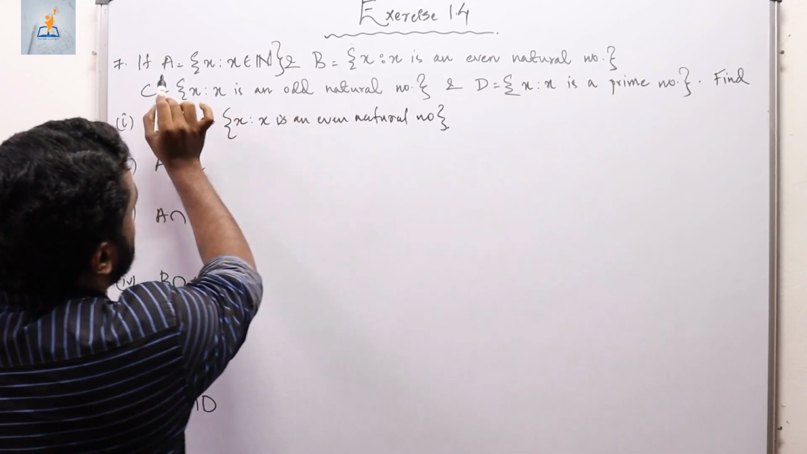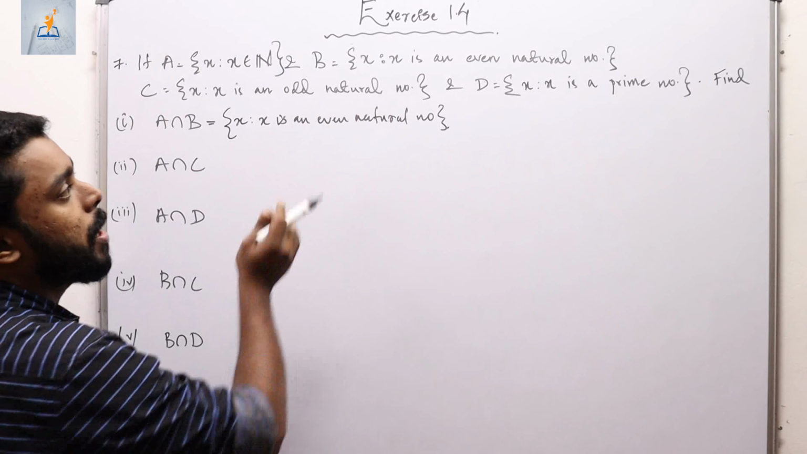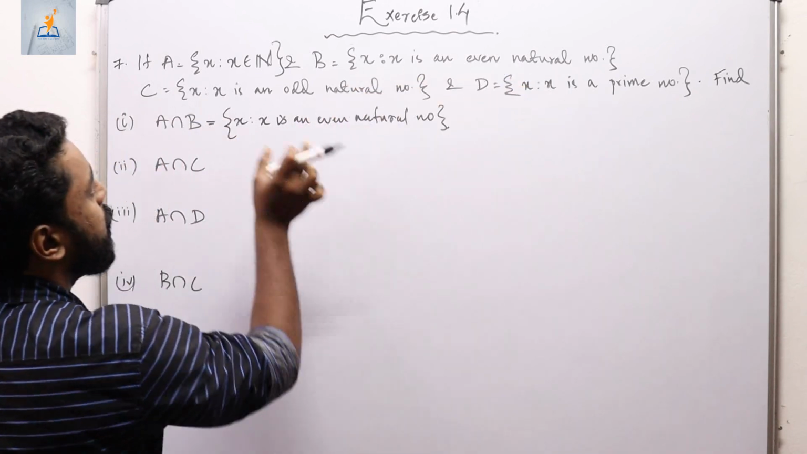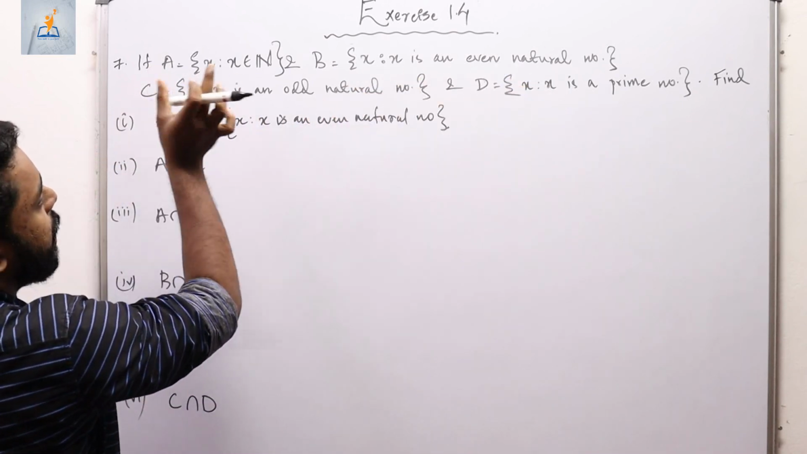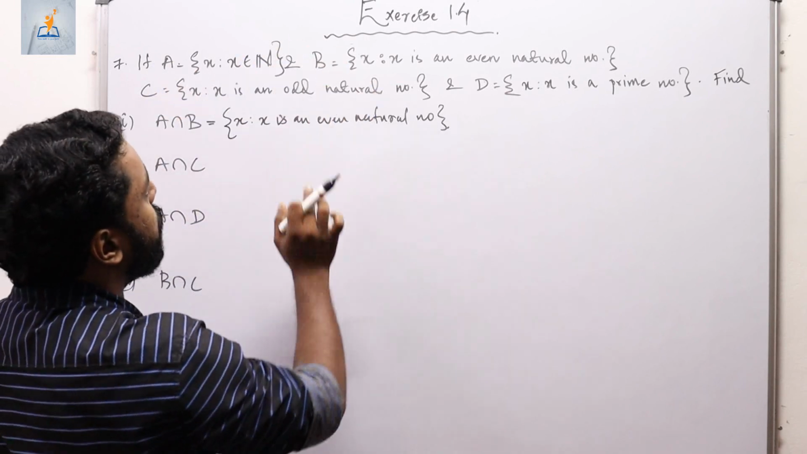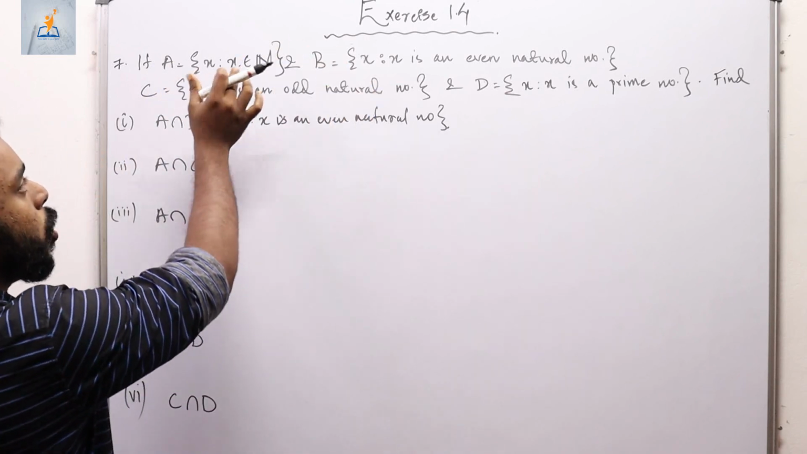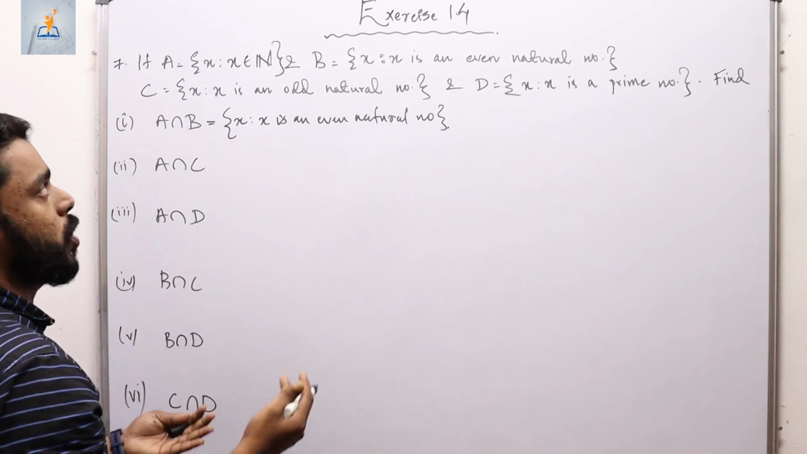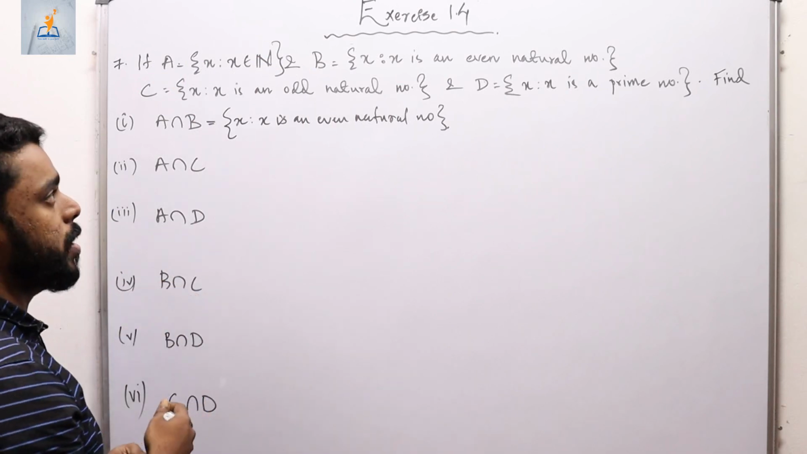Because A contains all the natural numbers, B contains only even natural numbers, and hence we can say that the elements which are common to A and B are the set of all even natural numbers, because A already contains all natural numbers, which includes even natural numbers also.